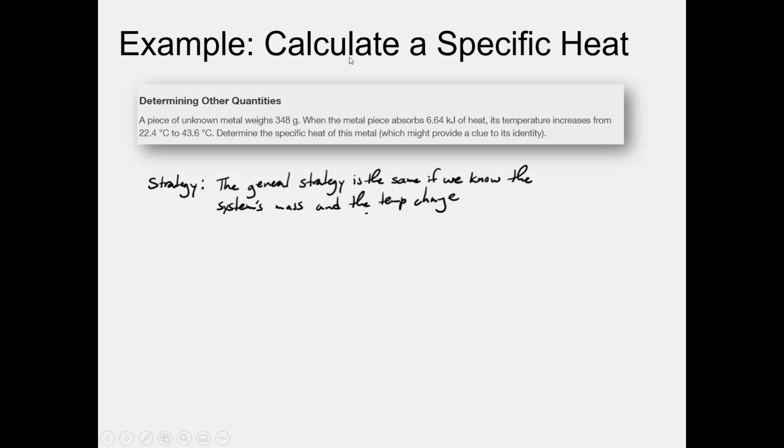So looking at the setup for the problem, we see that the mass of the metal is 348 grams. We're going to use that for the mass. The metal piece absorbs 6.64 kilojoules of heat. So that's going to be our Q. It's a positive Q because the heat is being absorbed.